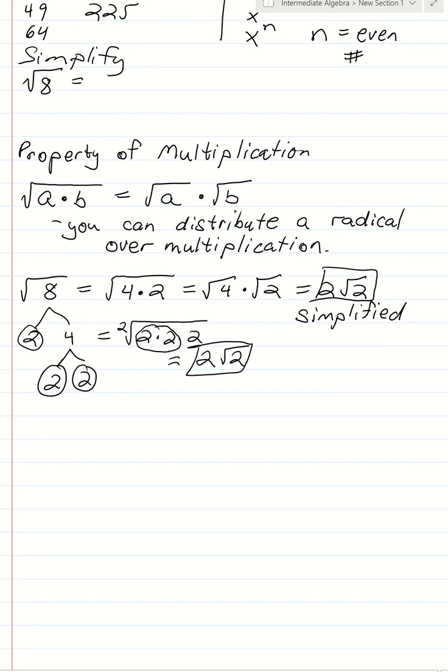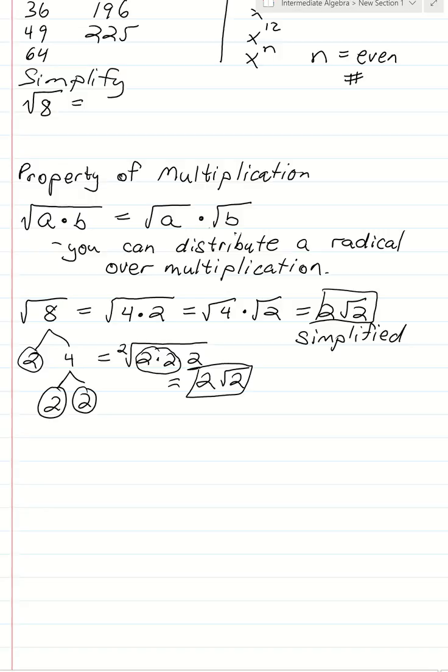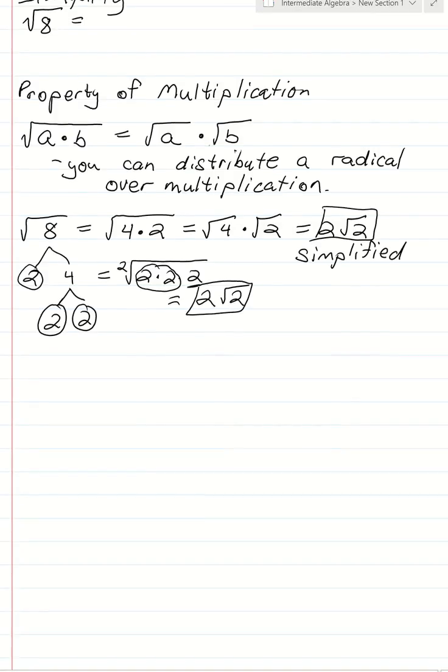Let's do a different example. Let's say we want to simplify the square root of 24. Once again, I'm going to show you both methods. So the square root of 24, if we use the first method, I'm trying to come up with two numbers that multiply to 24. And I want the largest perfect square possible.